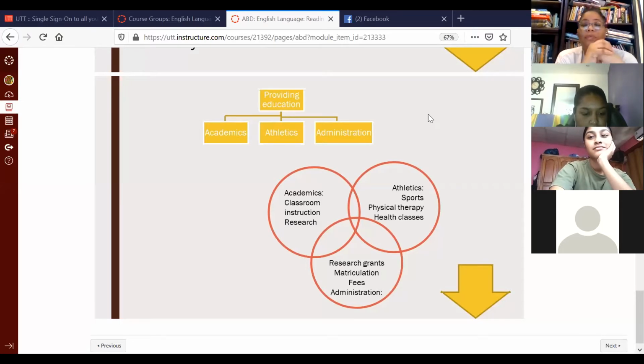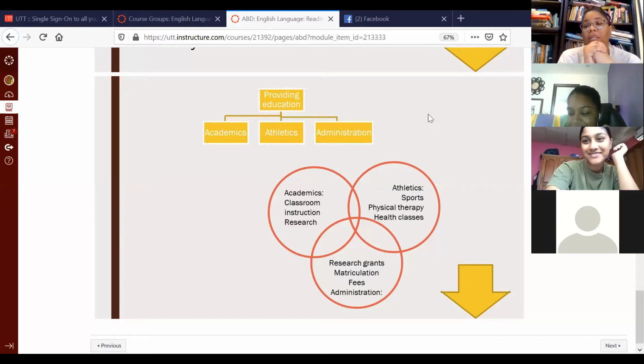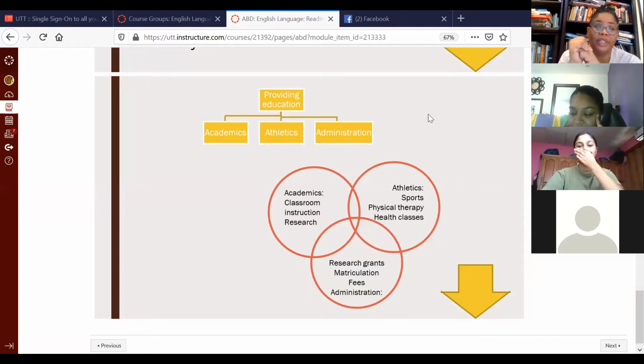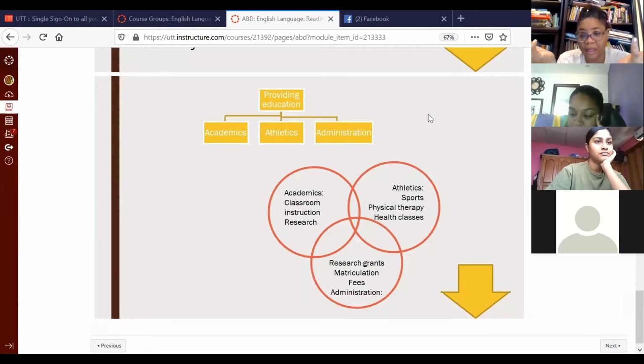So in academics, our division one, we have classroom instruction, we have research, right? In the case of UTT, we also have public outreach education. We go out in the public and we do lectures, right? The second division, athletics, we look at sports, physical therapy, health, again in terms of dealing with the larger population. We might offer health classes for people to take, short courses, that kind of stuff.